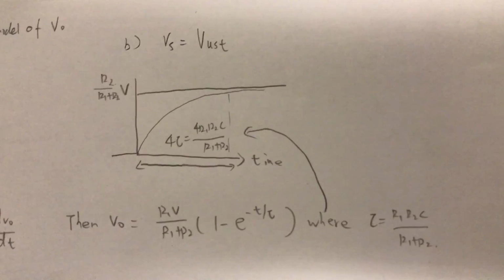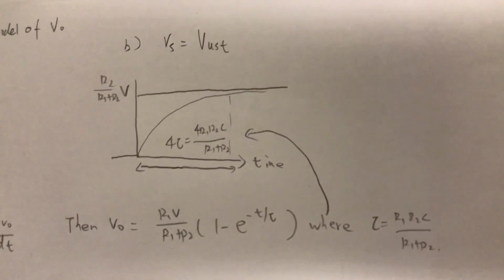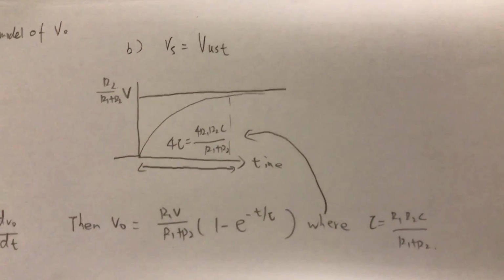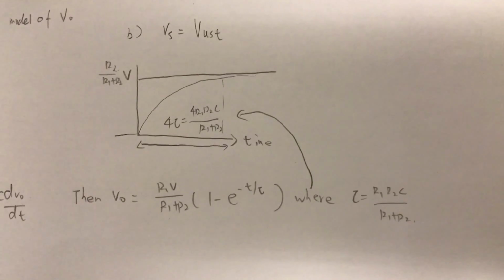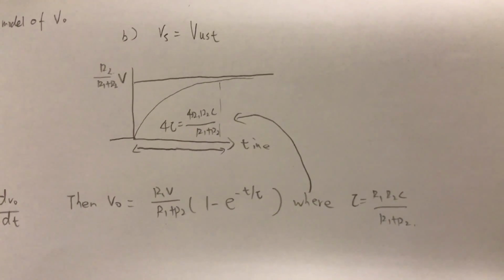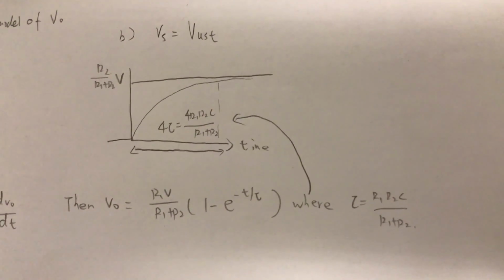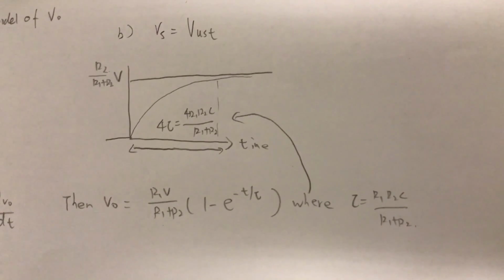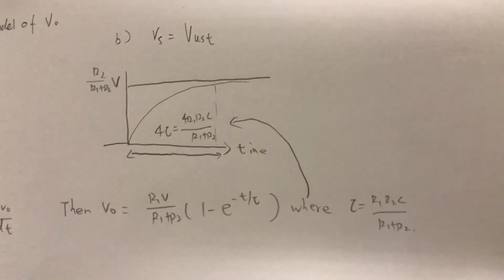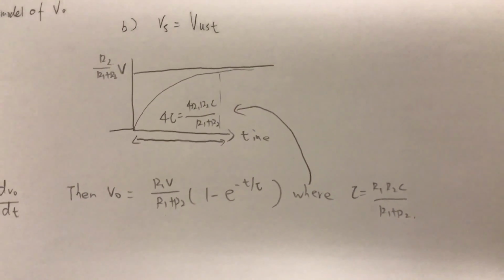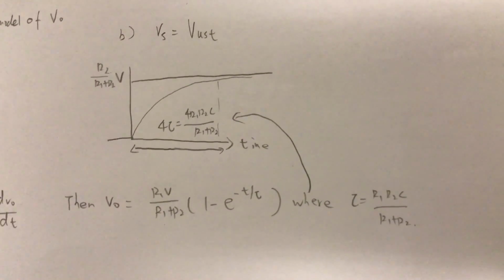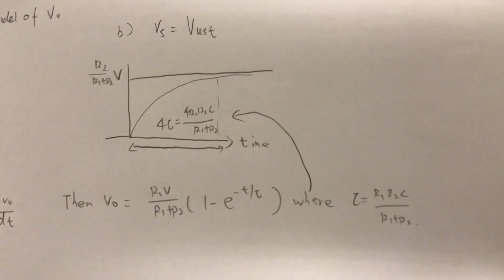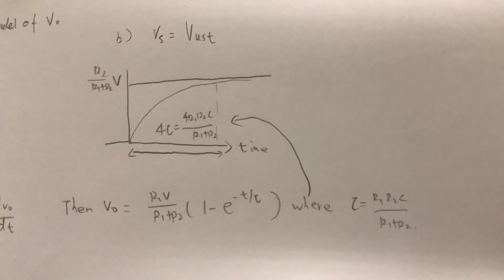the x axis is time and the y axis is R2 over R1 plus R2. Then V0 equals R2 V over R2 plus R1 times (1 minus e to the minus t over tau), where tau equals R1 R2 C over R1 plus R2. So this is how we solve the equation right here.